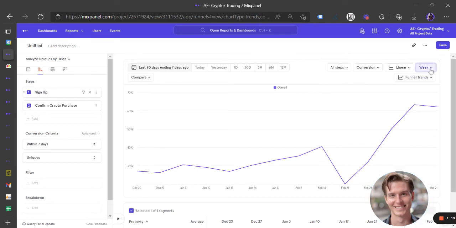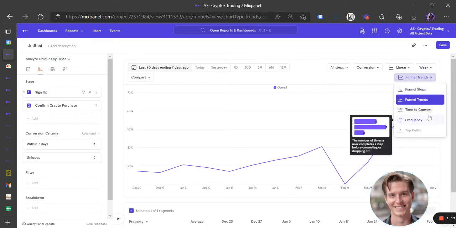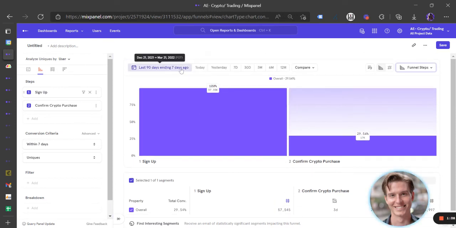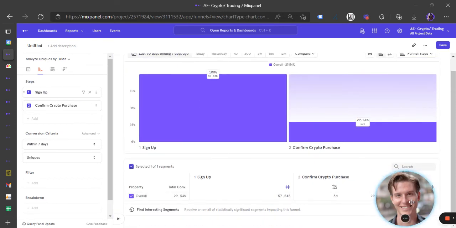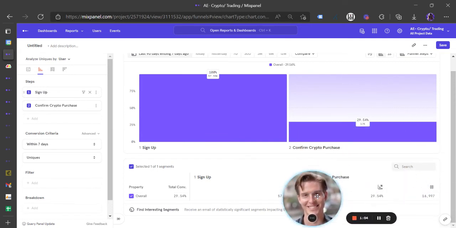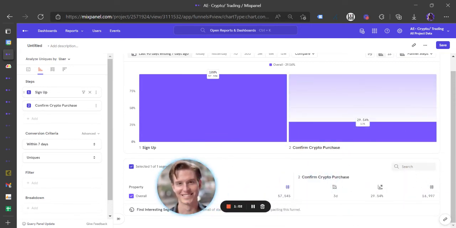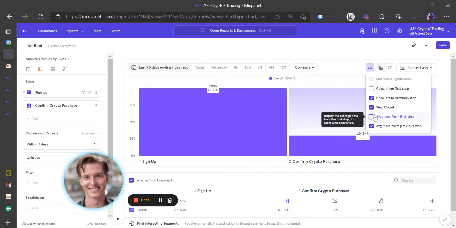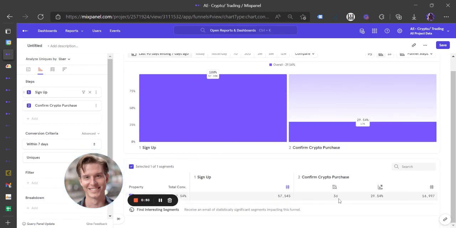And again, if I go back to funnels instead of funnel trends, time to convert or frequency, really cool. Over this last 90-day period, I'm seeing the average, right? And this average is 29.54%. Great. Another thing that's really cool, I can add average time from first step, or conversion from first step, but it's only 2 steps anyway. The average time to convert is 3 days. Very interesting metric here, and the total number is also here.